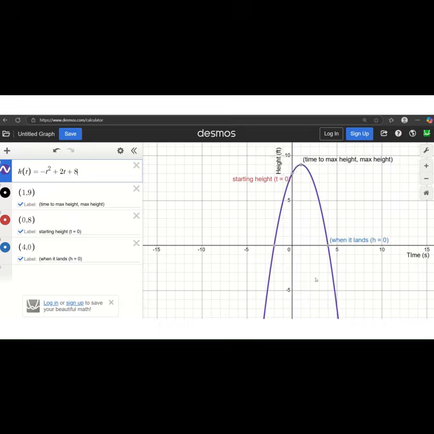The third question you might be asked is, when does it land? And if you picture your object starting and arcing up and then coming down and then hitting the floor, the ground, whatever it's landing on, you would be looking for when the height is 0. Well, since height is on the y-axis, we're looking for where y is equal to 0. That means it's our x-intercept. And in this case, it would take 4 seconds for the object to land.